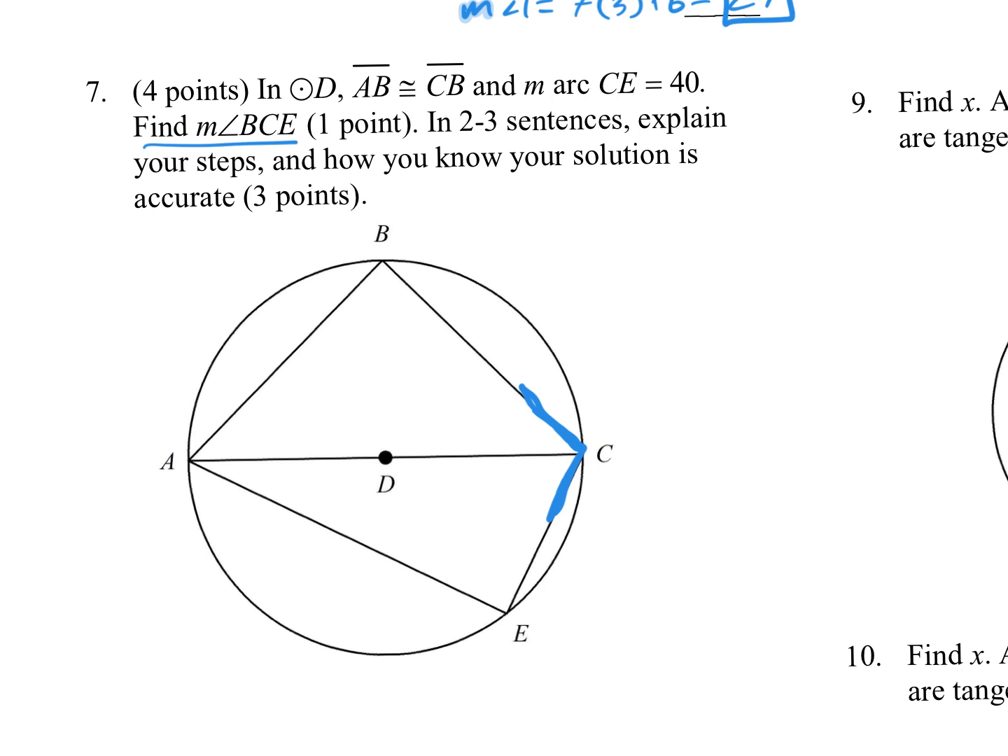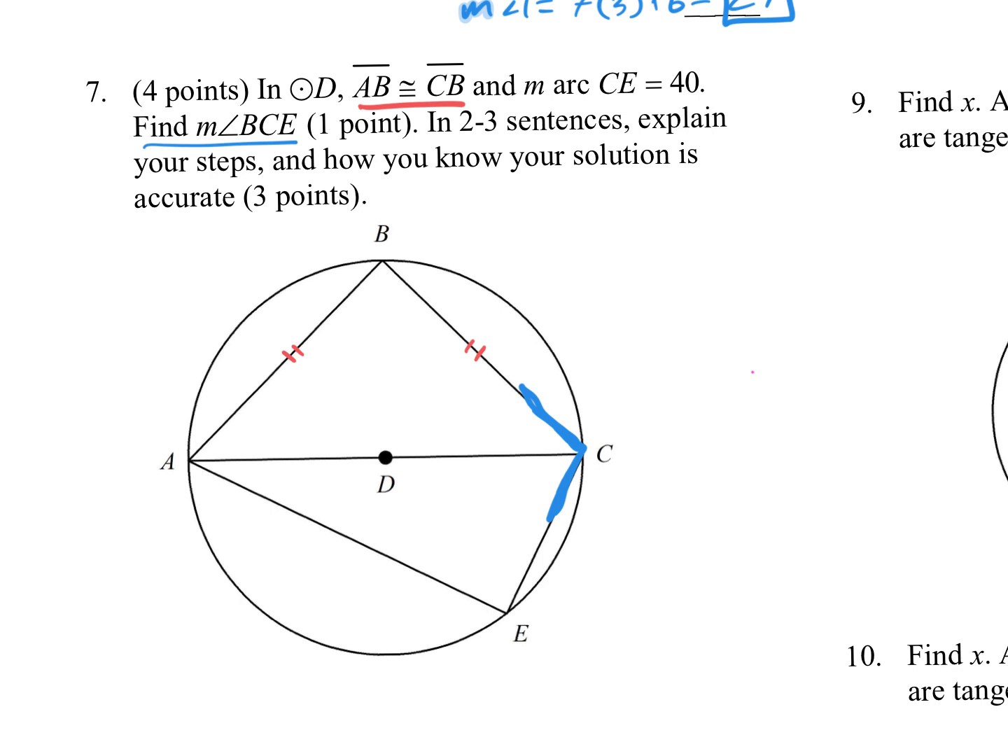So what would I do first? I would just start marking what I know. They told me right up top that in circle D, AB is congruent to CB. So we know this distance is congruent to this distance. And we know that the measure of arc CE is 40.